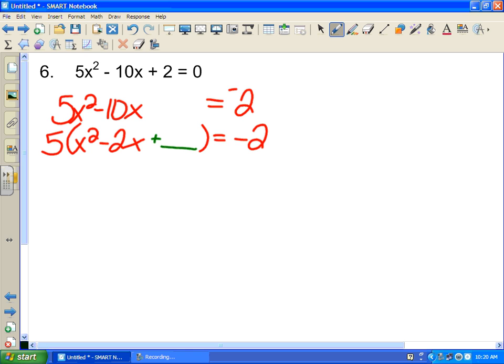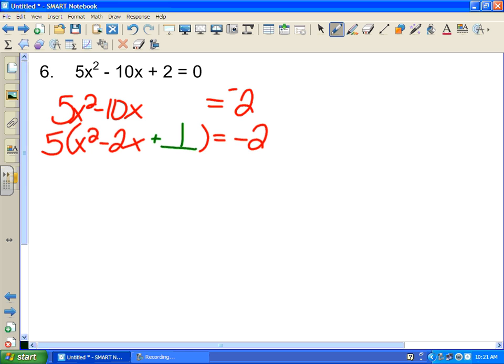You're trying to find the perfect square that goes in the parentheses. So half negative 2, and then square that. 1. Half negative 2 is negative 1. Negative 1 squared is 1. So far? Okay. But whatever we do to the left side, we have to do the right side.